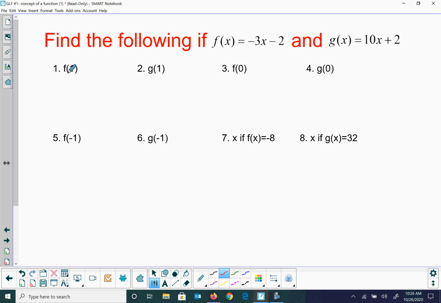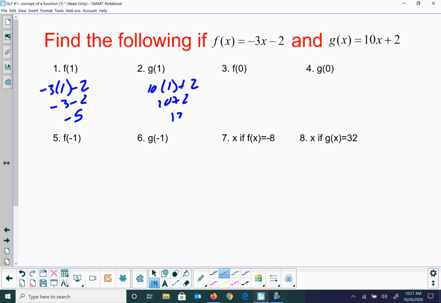All right, so if it's f, we're going to deal with the f. If it's a g, we're dealing with the g. So f at 1 means I'm going to go 3 times 1 minus 2, which is 3 minus 2... which is negative 5. G at 1 is going to be 10 times 1 plus 2, which is 10 plus 2, which is 12.